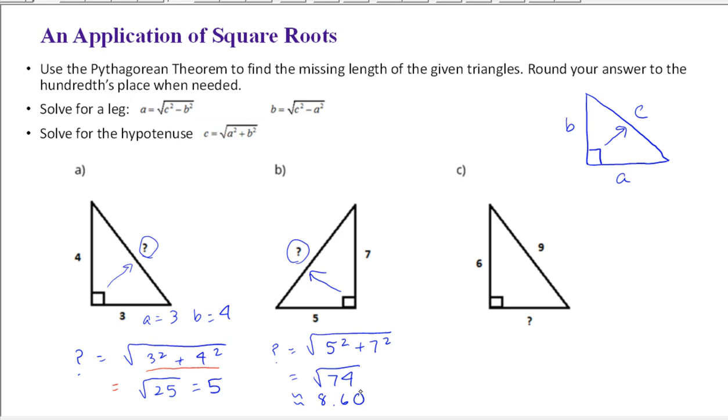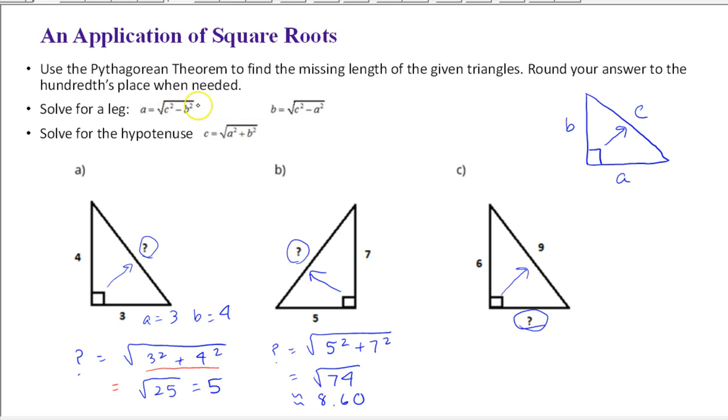Now let's look at the last one. Here's our missing side, and I'm noticing the hypotenuse. Notice I always look for the hypotenuse first, because the other two are both legs. So if I find the hypotenuse, the other two are legs. The hypotenuse is given here. It's 9. We know one leg is 6 and the other is unknown.